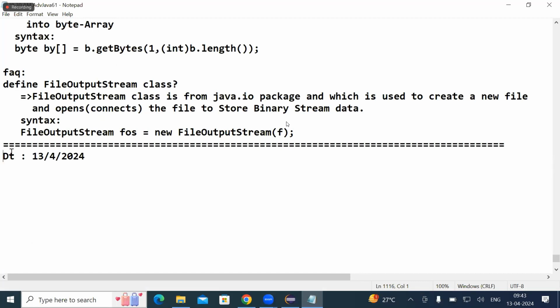Right. The last class yesterday was related to streams, database with a stream. Anyway, stream means the continuous flow of data. We call it a stream. Java supports two types of streams: one is byte stream, one is character stream. The continuous flow of 8-bit data, we call it a byte stream. The continuous flow of 16-bit data, we call it a character stream.